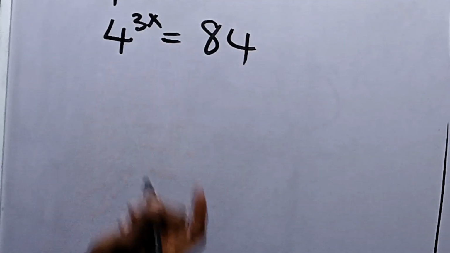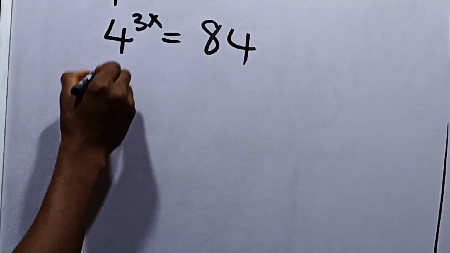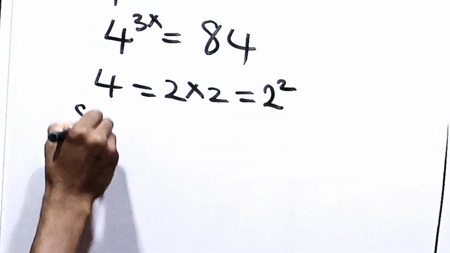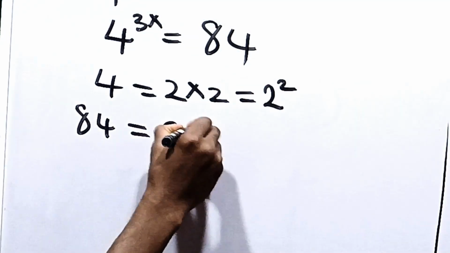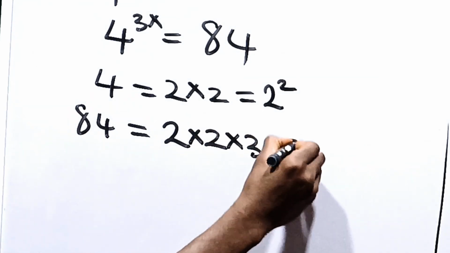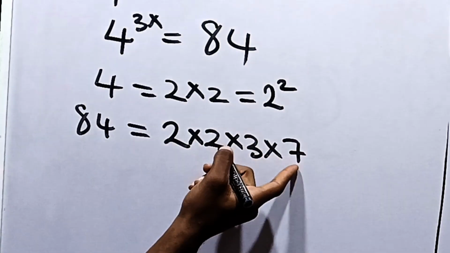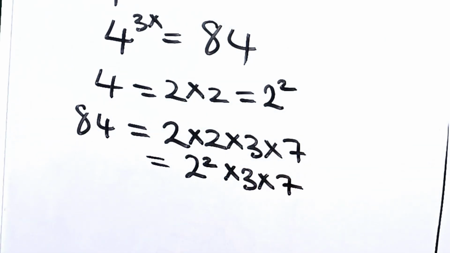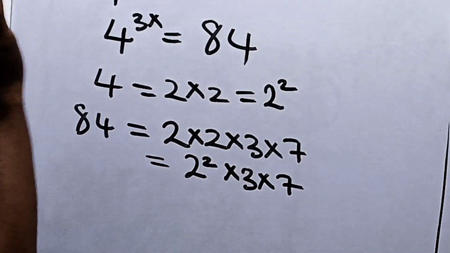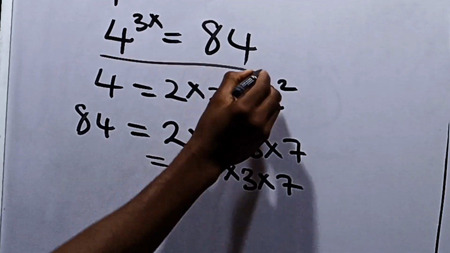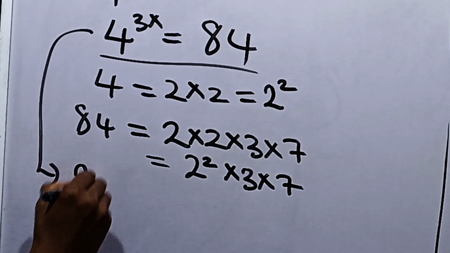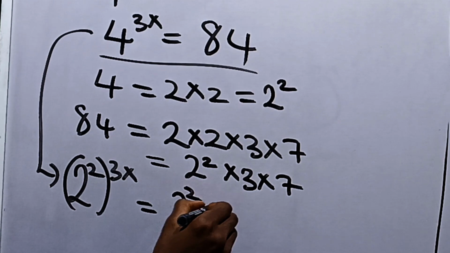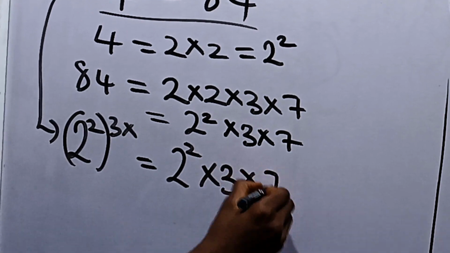Now, 84 here can be re-expressed, and 4 can also be re-expressed. So we have that 4 is equal to 2 times 2, and 2 times 2 is 2 squared. 84 on the other hand is equal to 2 times 2 times 3 times 7. So this is 2 times 2, 4, 4 times 3, 12, 12 times 7 is 84. And this is equal to 2 squared times 3 times 7. Now, replacing these with 4 and 84 here, we're going to have 2 squared raised to the power of 3x to be equal to 2 squared times 3 times 7.